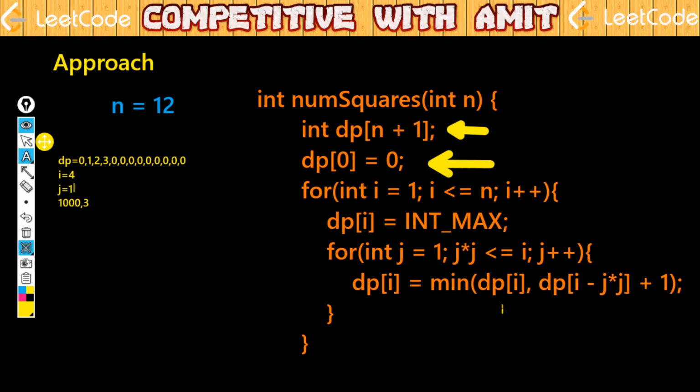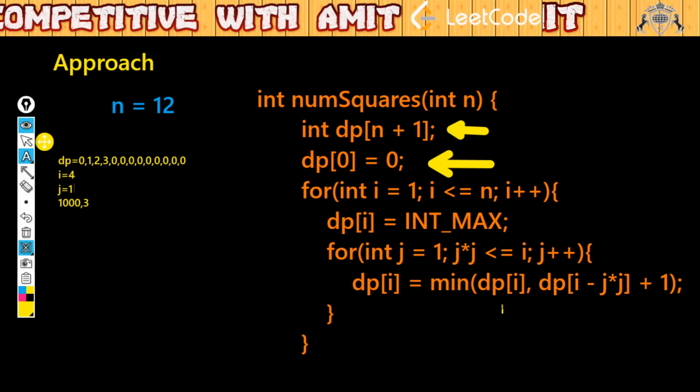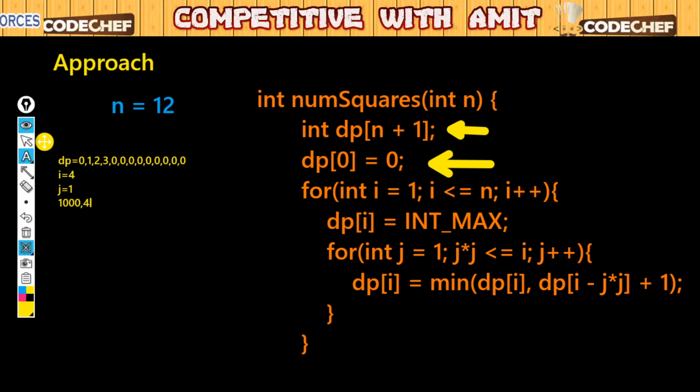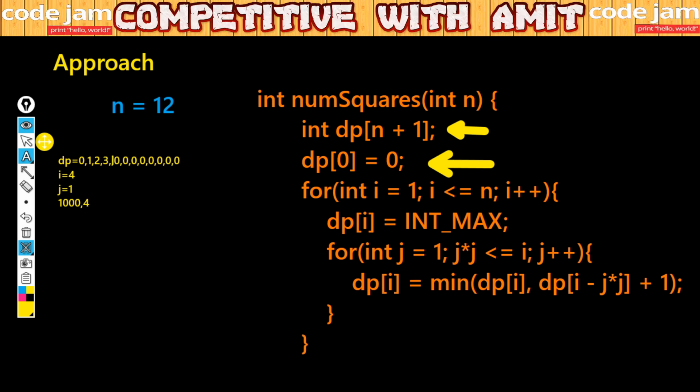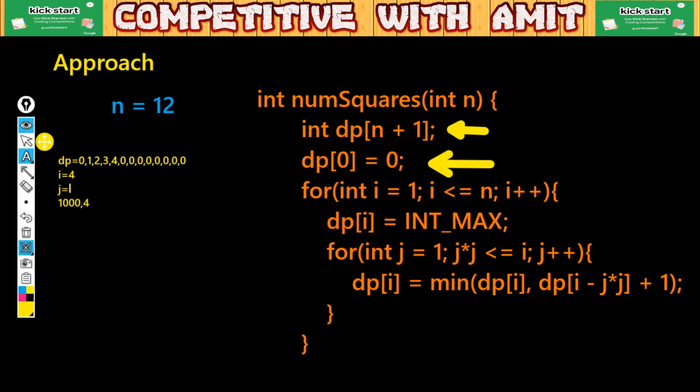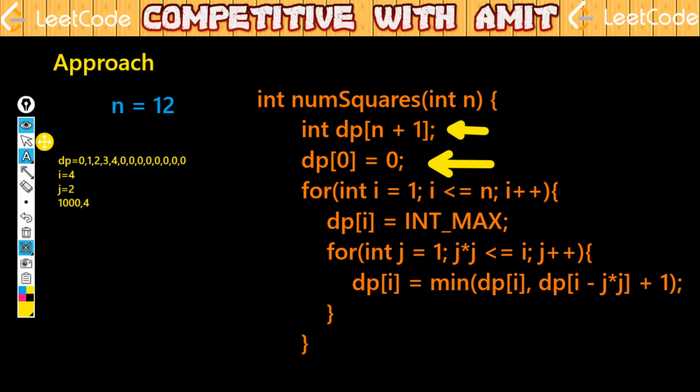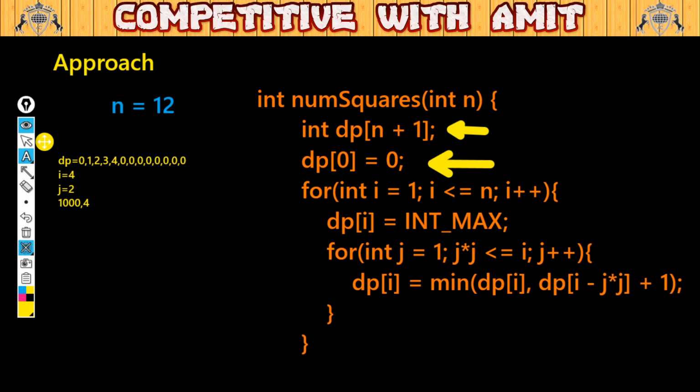Now 4 comes, the understanding part. i is initially 1. Now here it comes 4, because 3 plus 1 is 4. So this will be initialized with 4 initially. Now the loop comes again. j will be 2, and j into j equals 4, so the condition is satisfied and we will iterate.